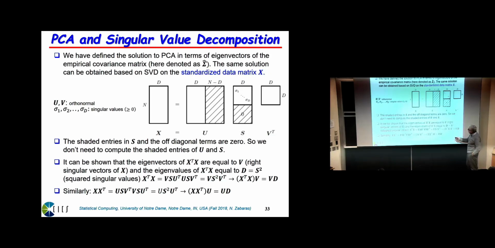And similarly, if you form X X transpose, it comes out that the columns of U are the eigenvectors of X X transpose, and again, D are the eigenvalues.